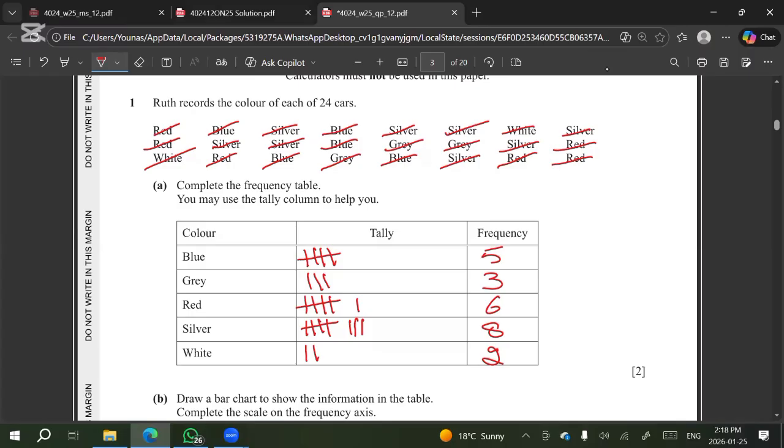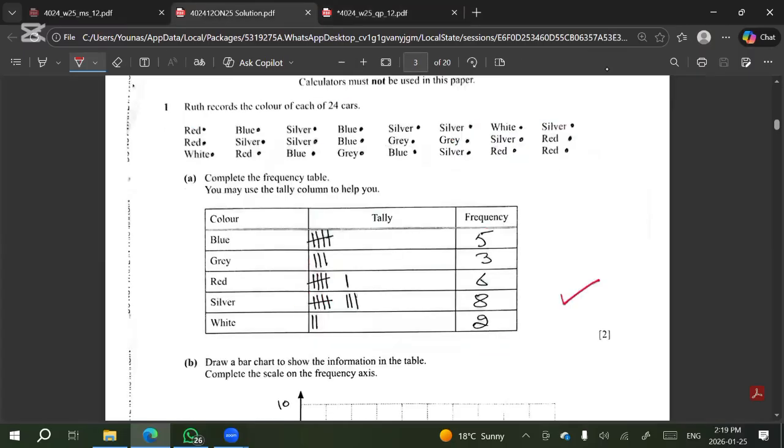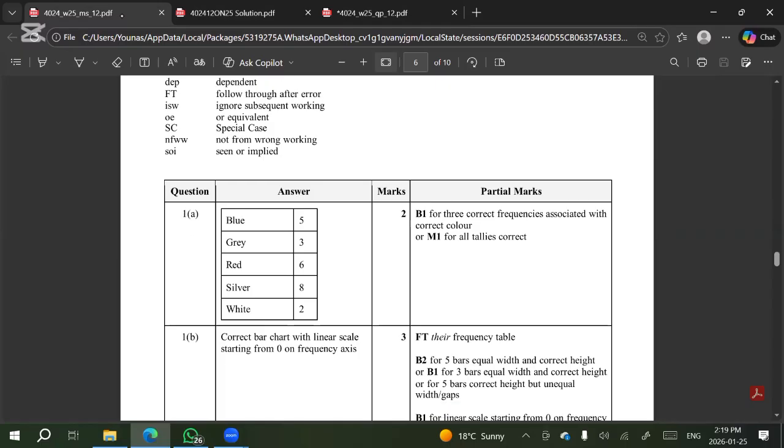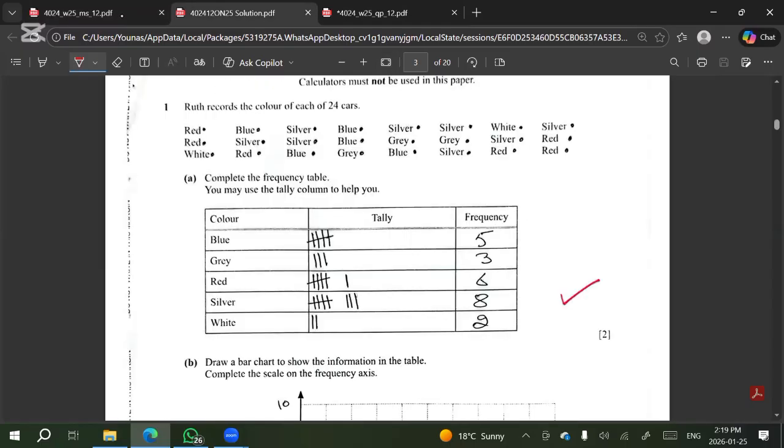Let me show you. I have solved it. So 5, 3, 6, 8, and 2. So this is how you mark tallies, and this is how you write the frequency. Frequency means how many times something comes in that data. So let's check from the marking scheme. 5, 3, 6, 8, 2 is the right answer, sir. So here we have this. Okay. So this is my solution.